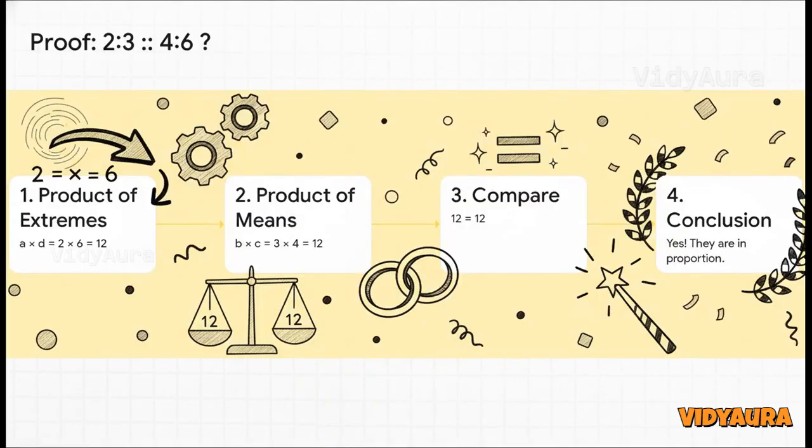Don't believe me? Let's prove it. Let's ask, are 2 to 3 and 4 to 6 in proportion? Okay, let's test our magic property. The extremes are 2 and 6. Multiply them together, you get 12. The means are 3 and 4. Multiply them together, you get 12. Since 12 equals 12, yep, we just proved they are absolutely in proportion.